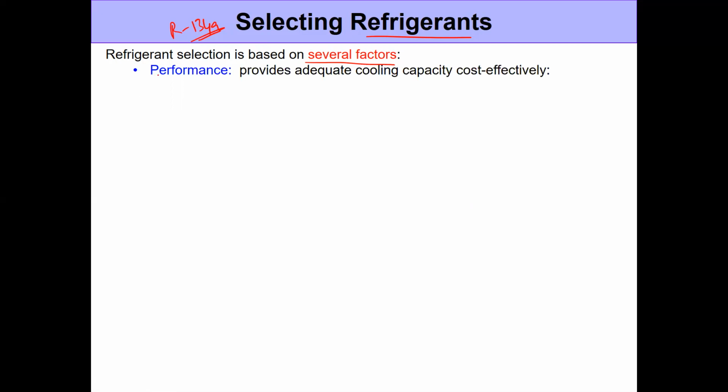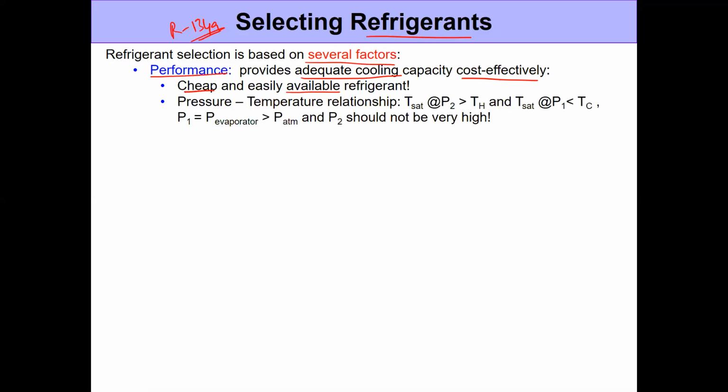The first and the most important factor is the performance. We need a refrigerant which provides the adequate cooling capacity that we need in a very cost-effective manner. These two are really important. What does it mean when we say we want adequate cooling capacity in a cost-effective manner? First of all, it needs to be something that's very cheap and easily available in the market. You don't want a designer refrigerant which is costly to obtain and not even available. The other very important thing is the pressure-temperature relationship that exists for the refrigerant.